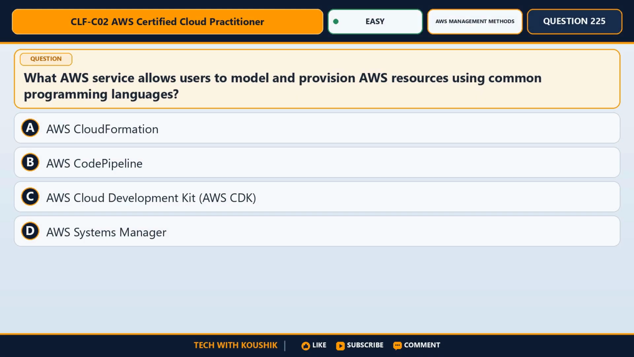Question number 225. What AWS service allows users to model and provision AWS resources using common programming languages? Option A. AWS CloudFormation. Option B. AWS CodePipeline. Option C. AWS Cloud Development Kit, AWS CDK. Option D. AWS Systems Manager.